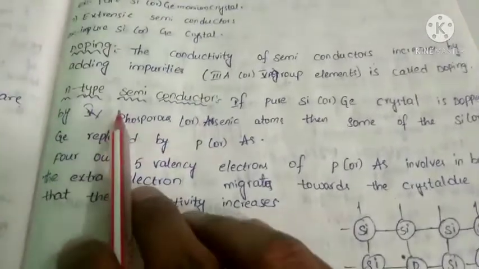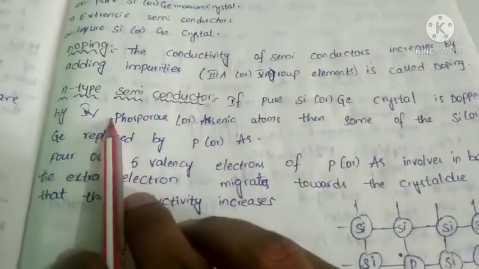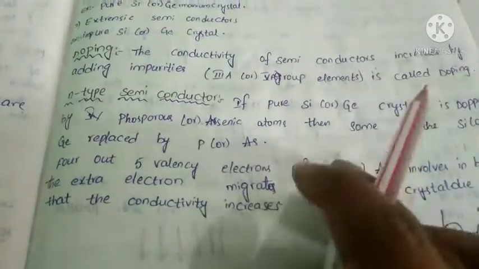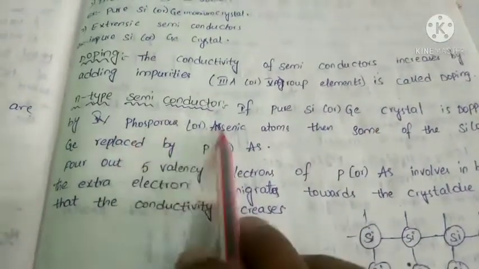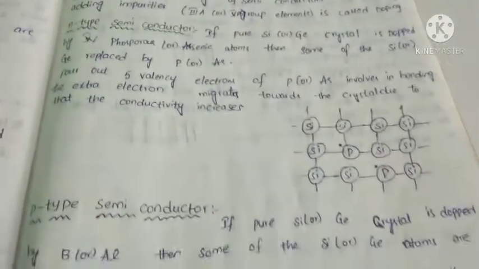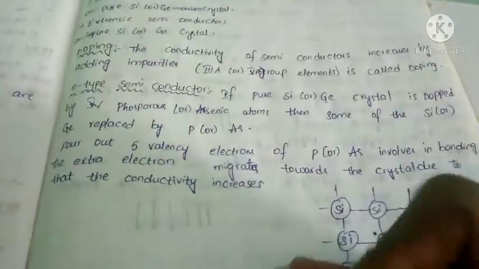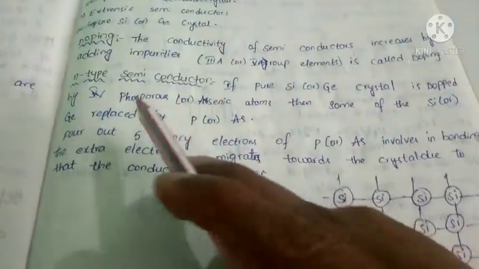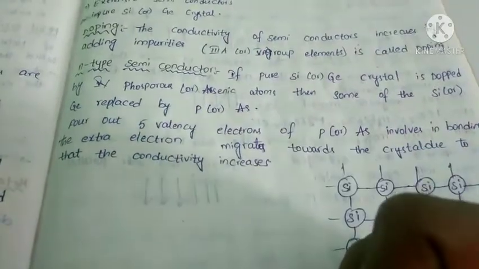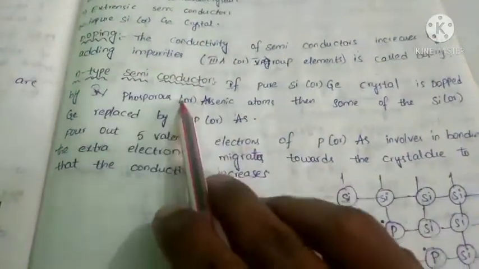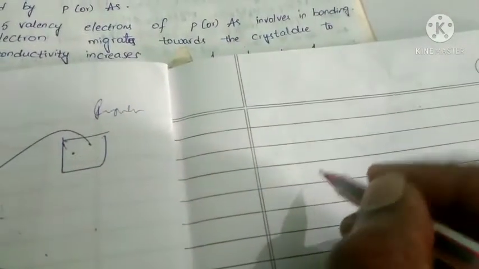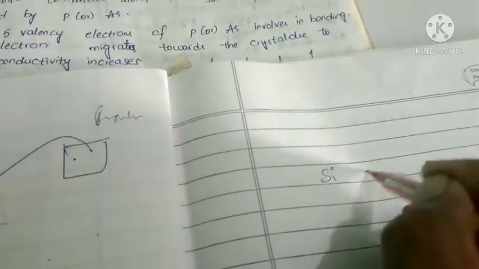See, in doping, two processes are there. One is N-type semiconductor and another one is P-type semiconductor. In other words, semiconductors are two types: N-type semiconductors and P-type semiconductors. What is N-type semiconductor? First I will show the silicon crystal. Silicon crystal is like this.